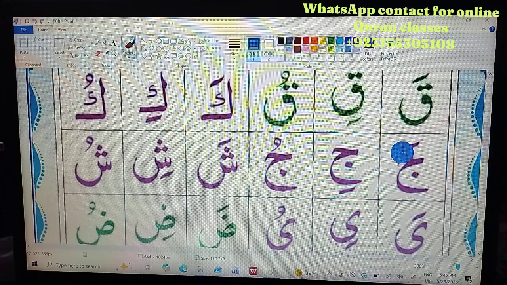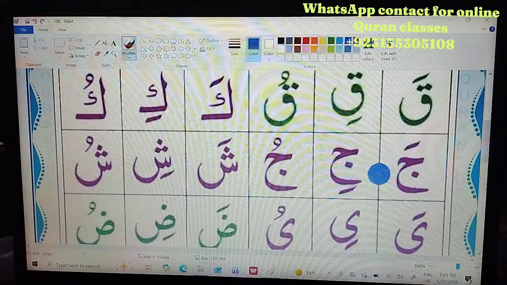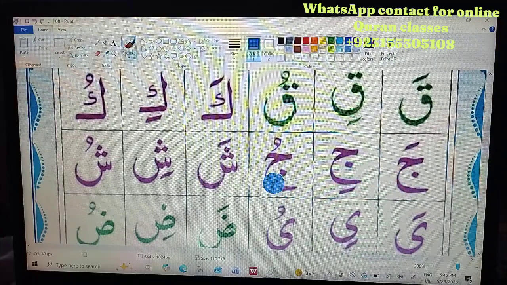This letter is Jim. Jim Fatha Ja, Jim Kasra Ji, Jim Zamma Ju. Ja Ji Ju without spelling. Okay, we read without spelling like Ja Ji Ju.